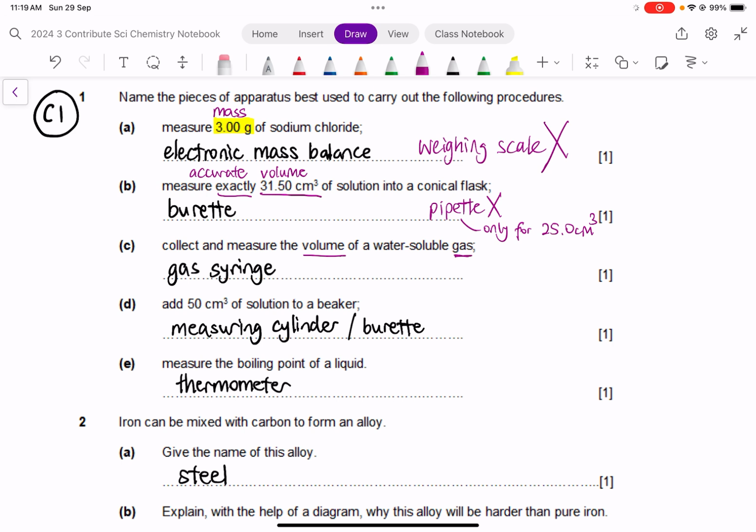We could use a measuring cylinder for this because it does not mention there that we need accurate, exact volumes. However, for accurate measurement of 50 cm cube of solution, we can also make use of a burette. And finally, to measure the boiling point of a liquid, we will make use of a thermometer because the boiling point is the temperature at which a liquid boils. So to measure temperature, we use a thermometer in the lab.